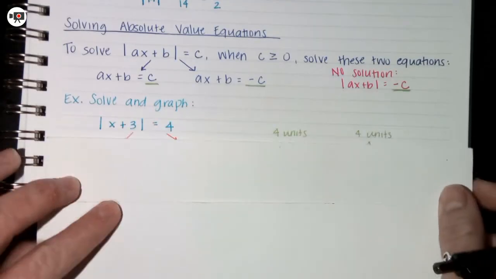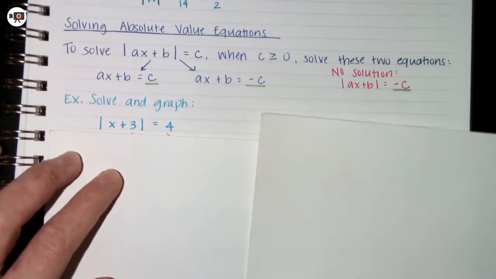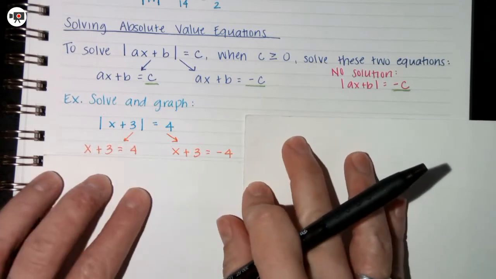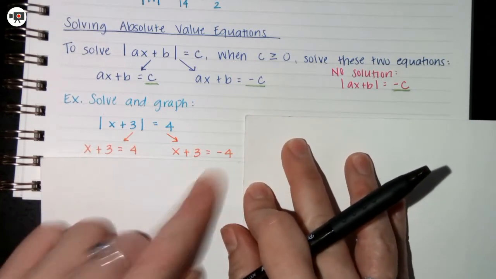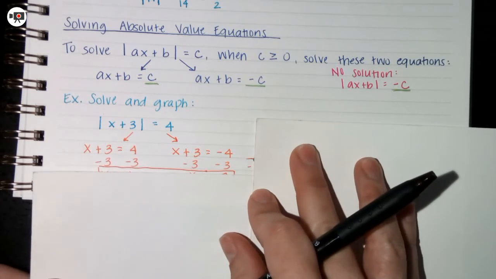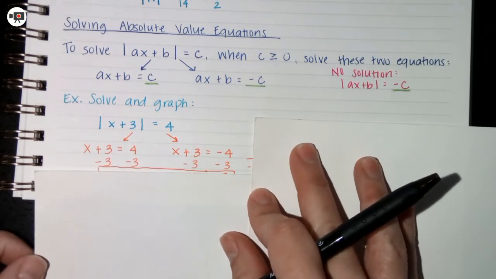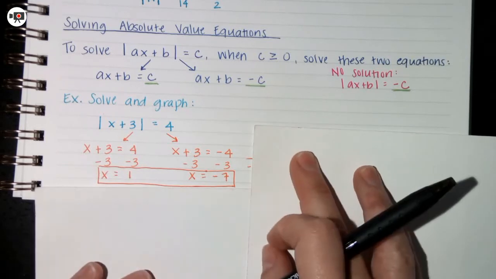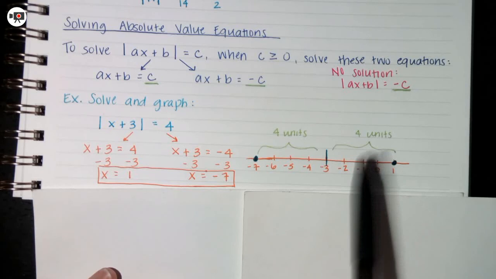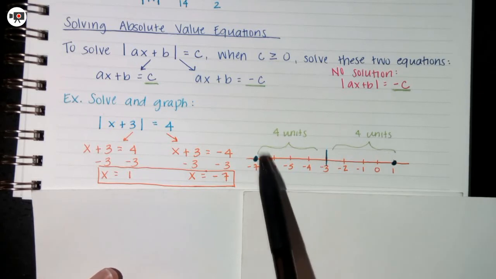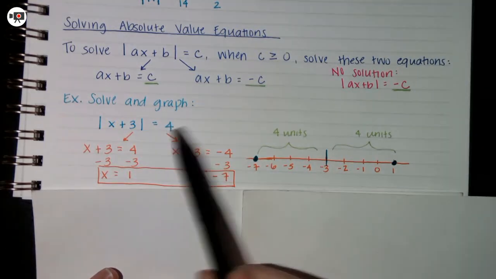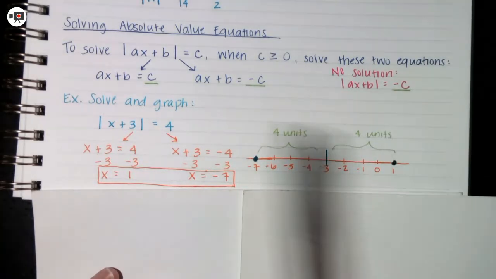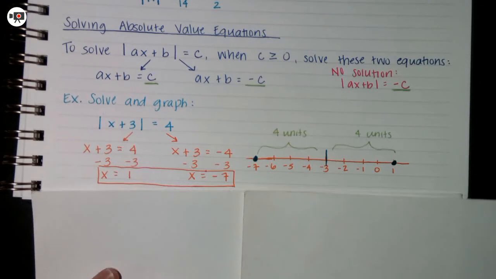So let's solve and graph |x + 3| = 4. I'm going to split that into two different equations: x + 3 = 4 and x + 3 = negative 4. Now, to solve for x, subtract 3 on each side, and I get x = 1 and x = negative 7. Put this on a number line, and I have 1 and negative 7, and we know that they're each 4 units away from negative 3. They're centered around negative 3 here.